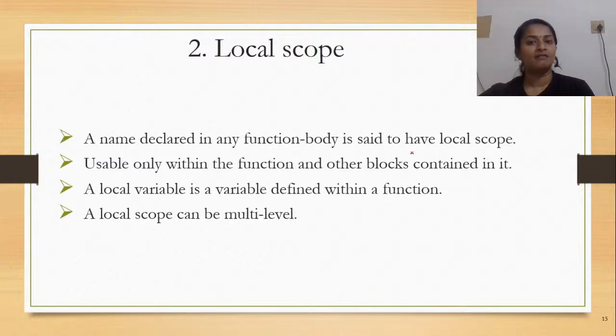So it is said to have local scope. Now where is it usable? Only within the function and other blocks contained in it. A function can have nesting, that means a function can contain a function inside it, and in that case, if there is a variable or a data item in the function, it can be used within the function and all the blocks contained in it. So a local variable is a variable defined within a function, and a local scope can be multi-level.